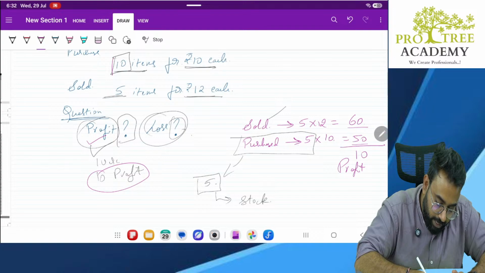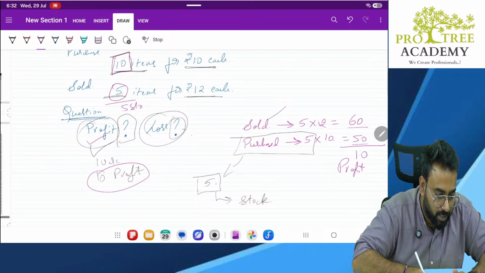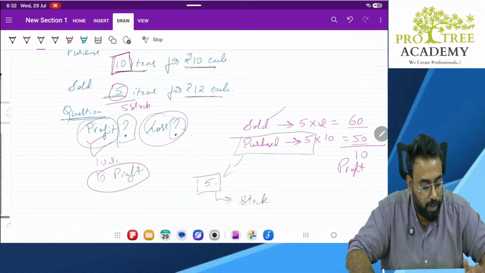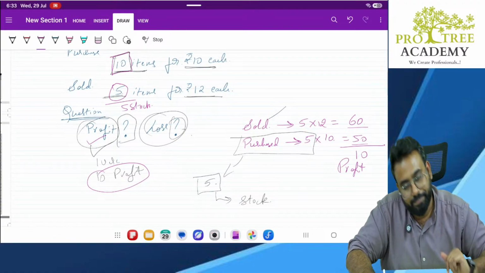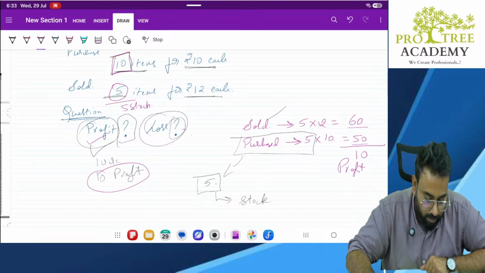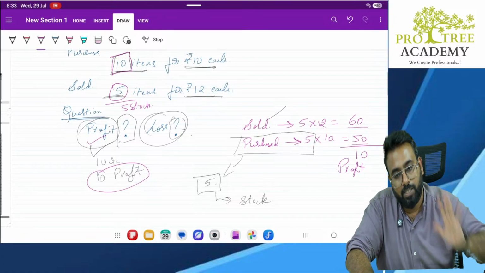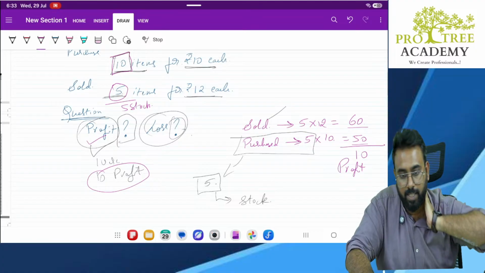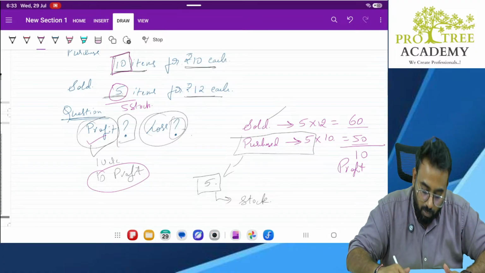Now, my question to you was simple. You purchased 10 items, you sold 5 items, so the remaining 5 you are telling it as stock. Yes, correct. Unsold finished goods is called as stock. Whatever you are not selling, which is still remaining with you, is called stock. You can sell it in the next year. Correct. So, what exactly happened?